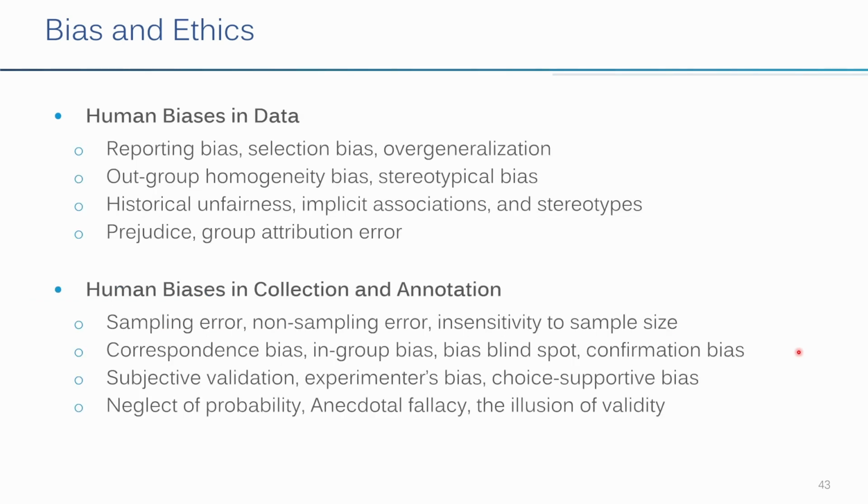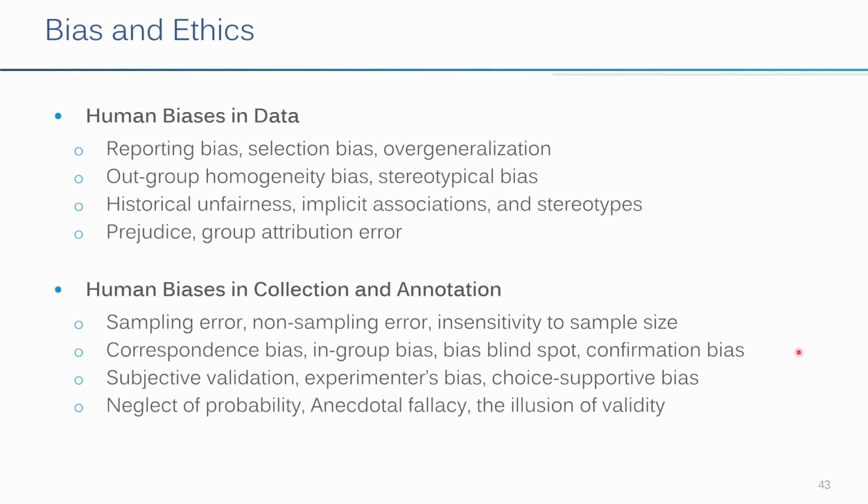So, just to have this summarized for us, when we talk about human biases in data, we're talking about reporting bias, selection bias, overgeneralization, out-group homogeneity, and so on. And when we talk about human bias in collection and annotation, we're talking more about the sampling side and the non-sampling side, the in-group bias, bias blind spot, and so on.